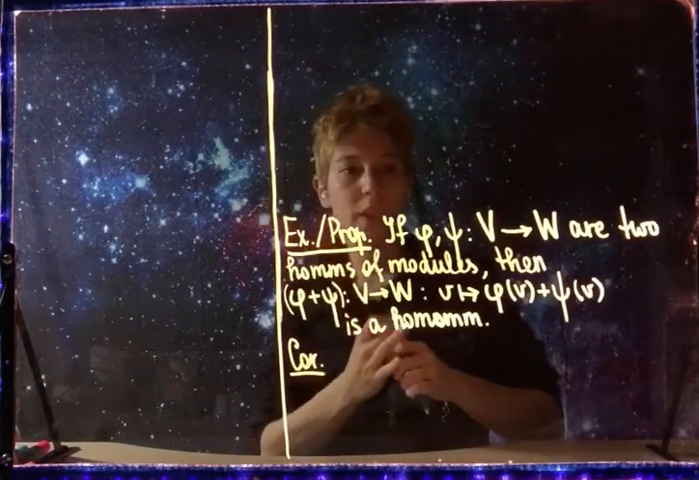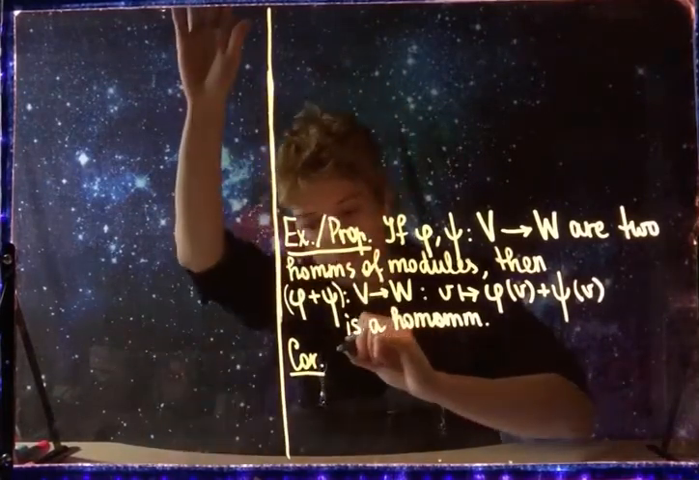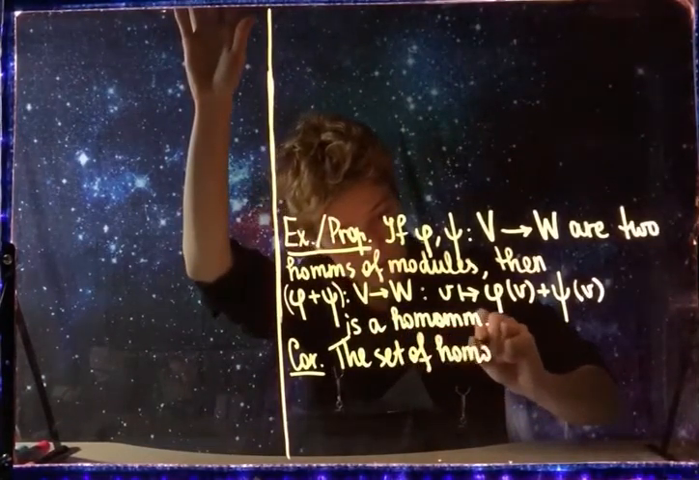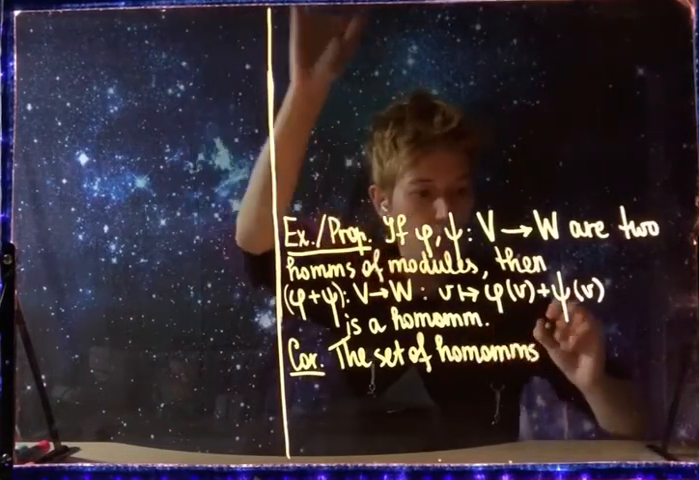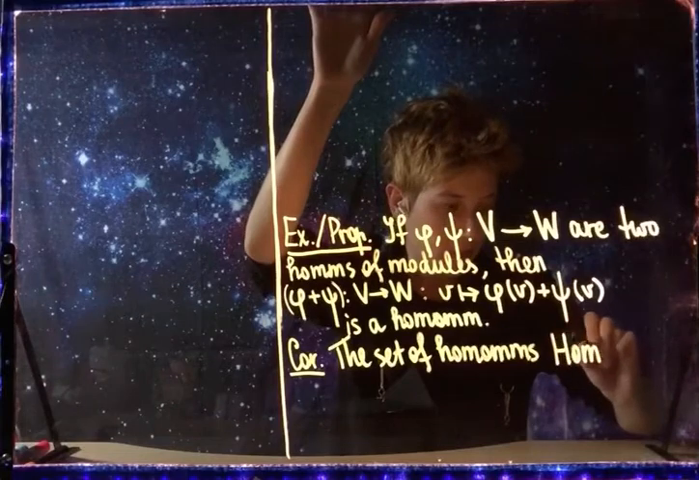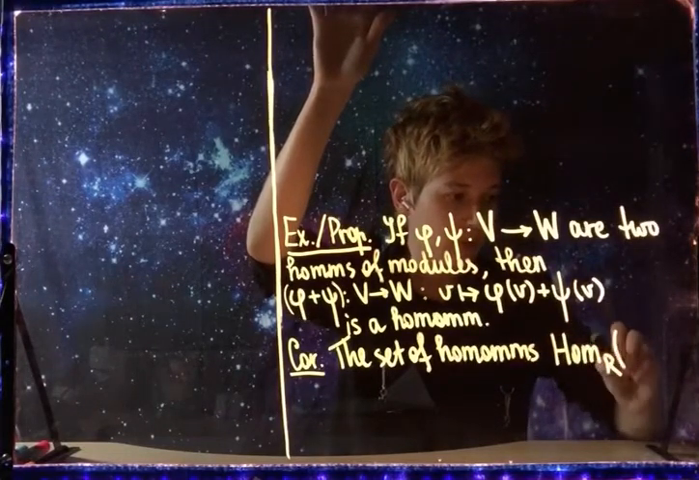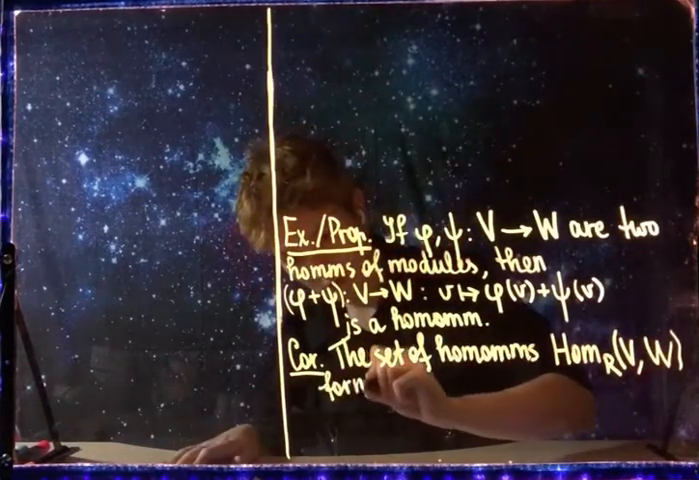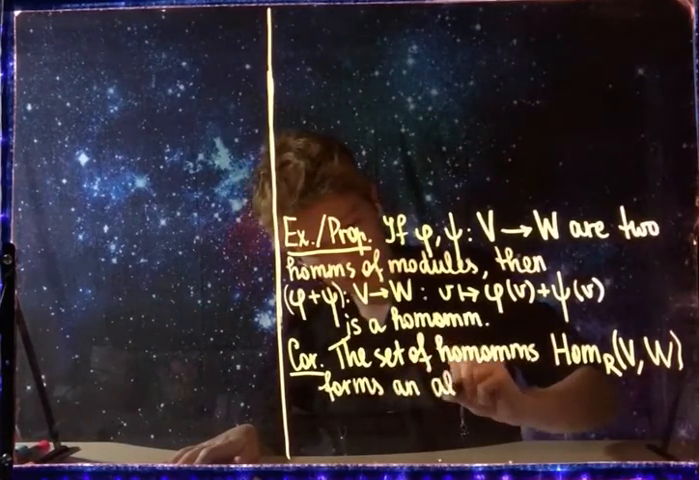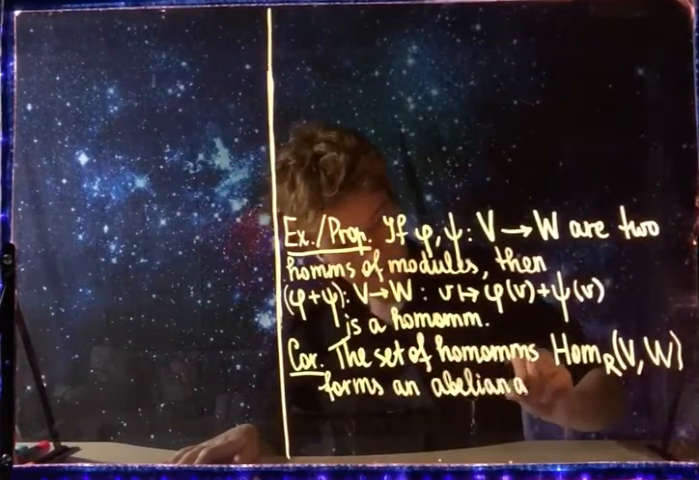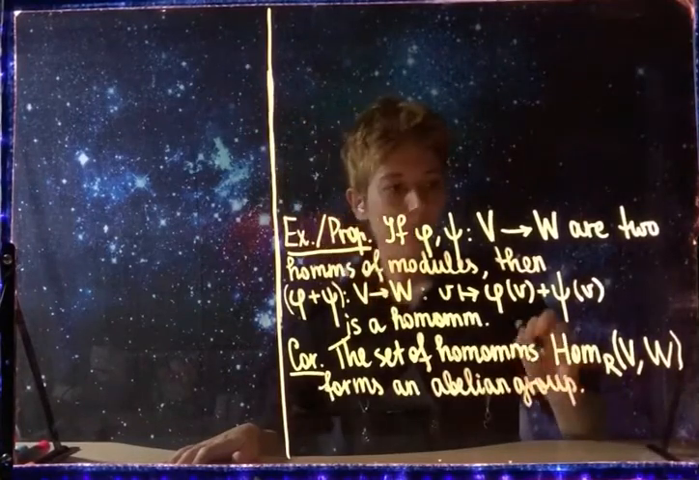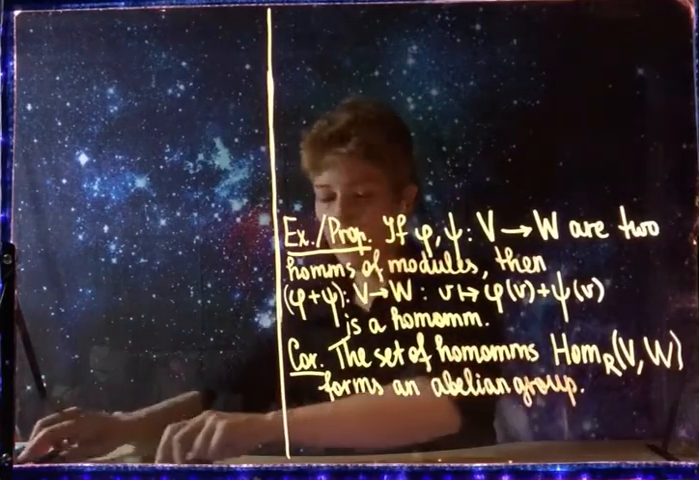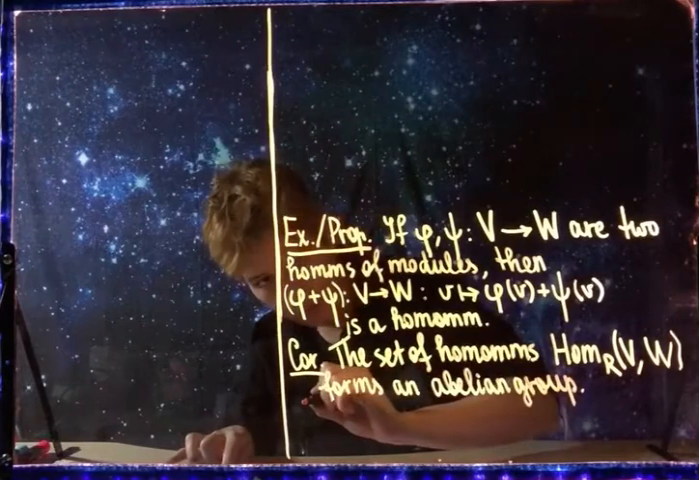As a corollary, we get that the set of homomorphisms, which I denote by hom sub R, from V to W forms an abelian group under this operation of addition. But we can observe something more than that.